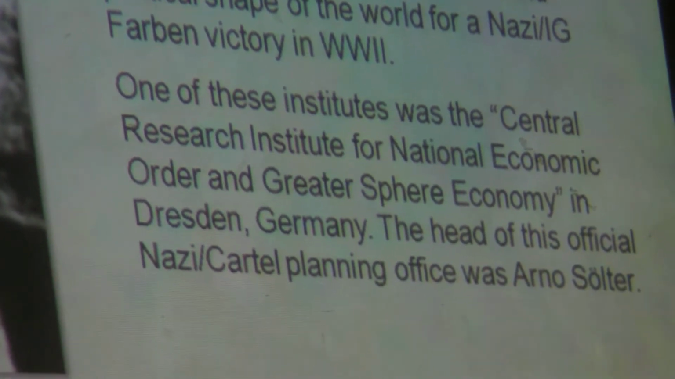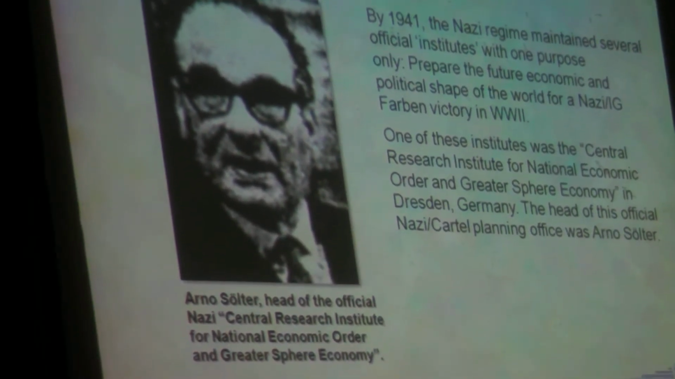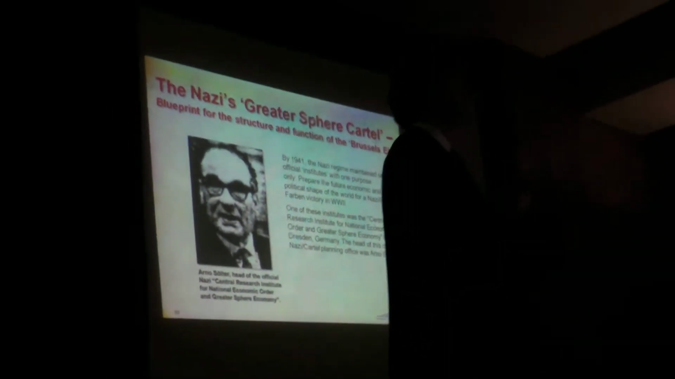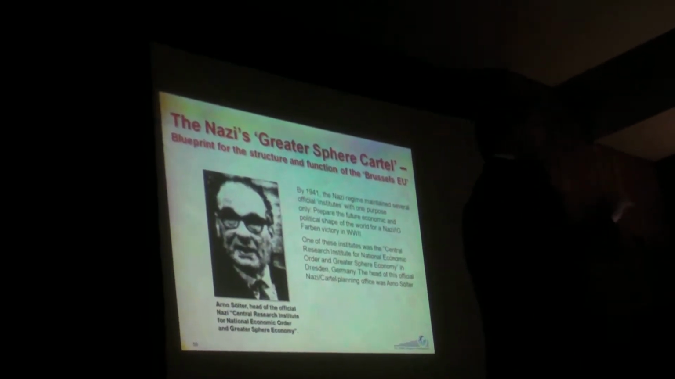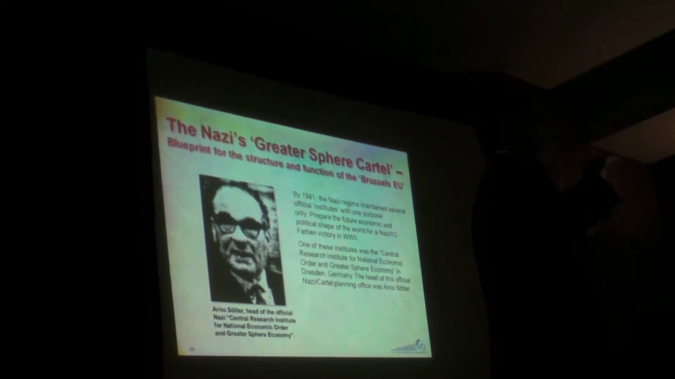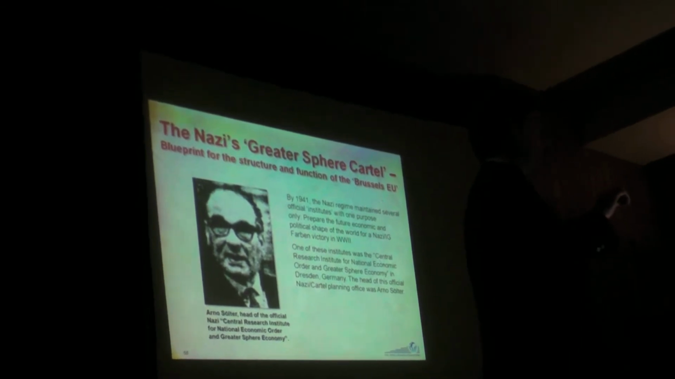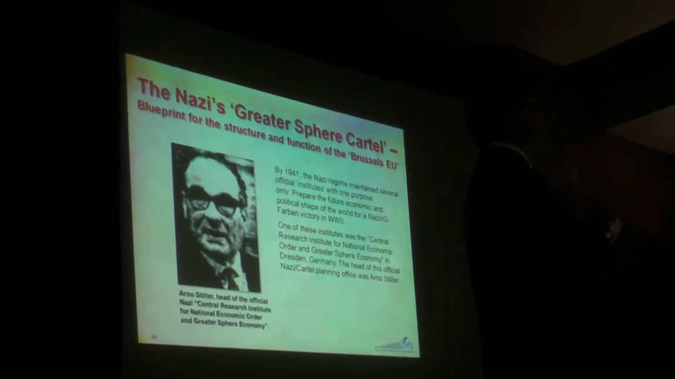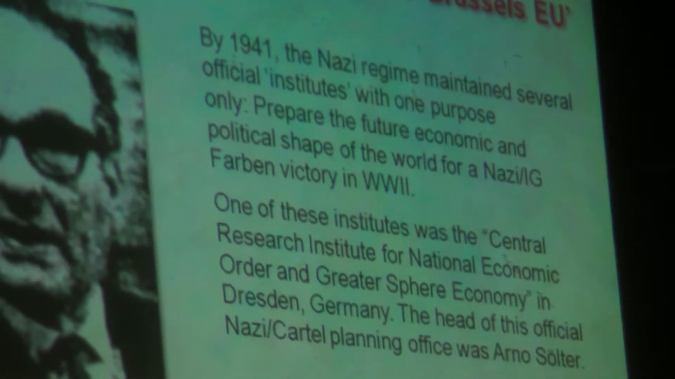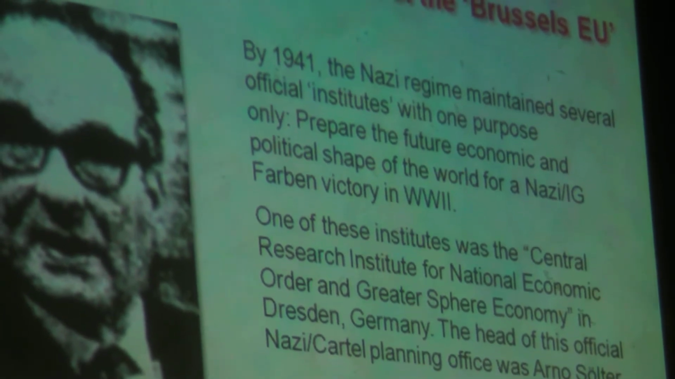official institutes that had one purpose only. And this was to prepare the future economic and political shape of the world for a Nazi IG Farben victory in World War II. Now, IG Farben I'll say a little bit more about in a little while, but for now all you need to know is that IG Farben was a pharmaceutical and chemical cartel that had financed the rise of the Nazis and was deeply involved in the perpetration of World War II.